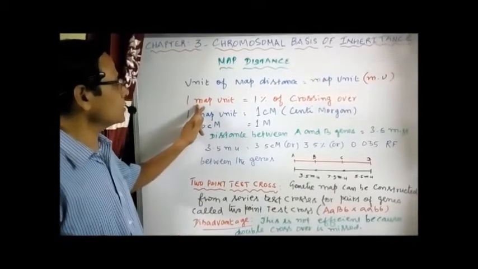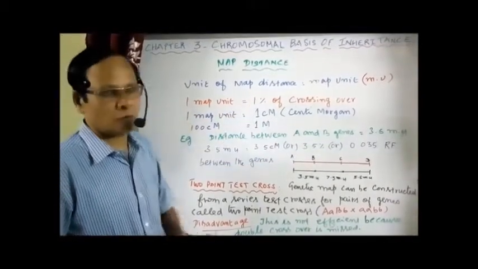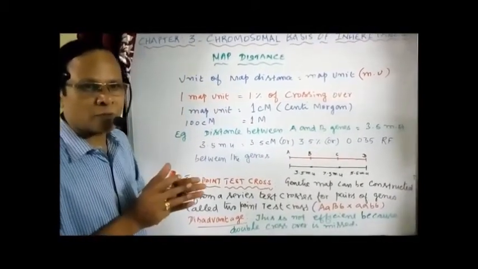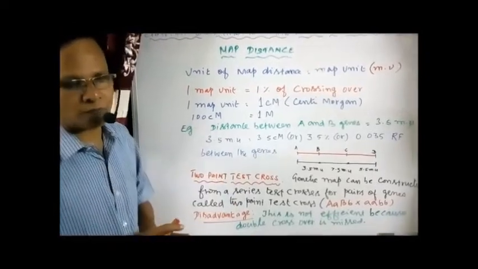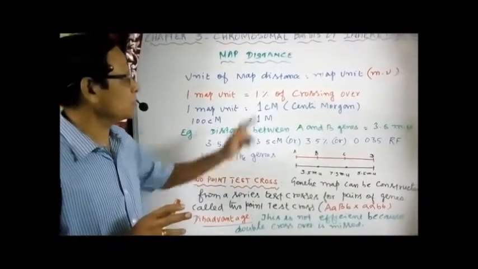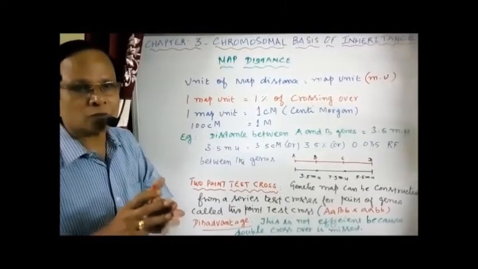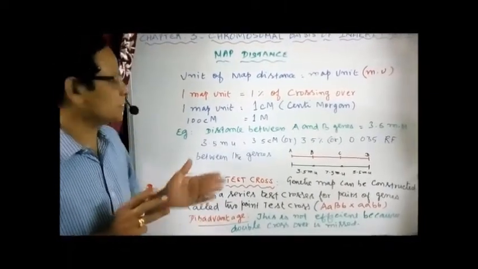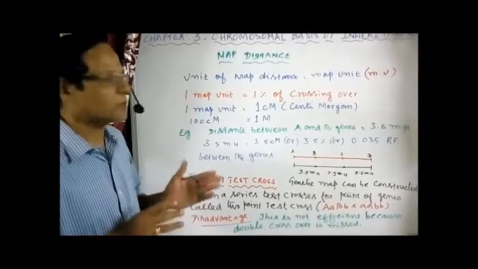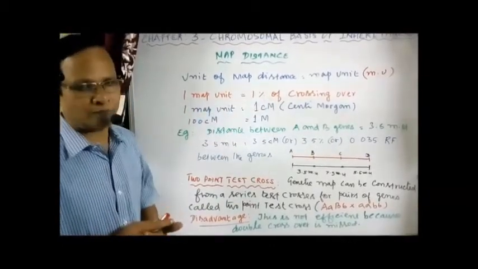So one map unit is equal to 1% of crossing over. The map unit is based on the percentage of crossing over. If you have one map unit, then 1% of crossing over. If you have two map units, it is equal to 2% of crossing over. If you have, for example, 10 map units, we have 10% of crossing over.